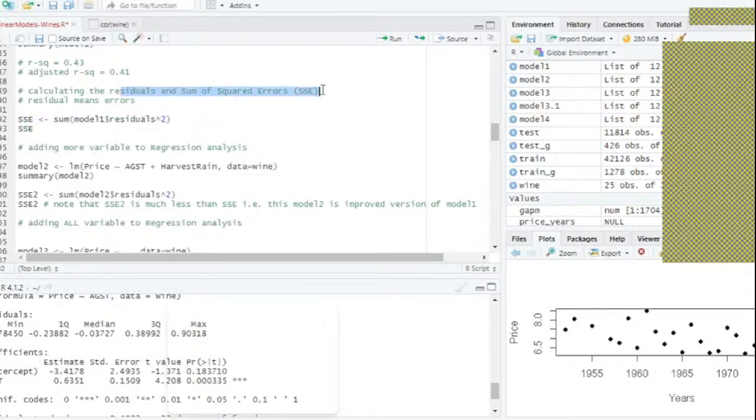After this, calculate the residuals and sum of squared errors. Residual means the errors. So you calculate the residuals with the command in the model.